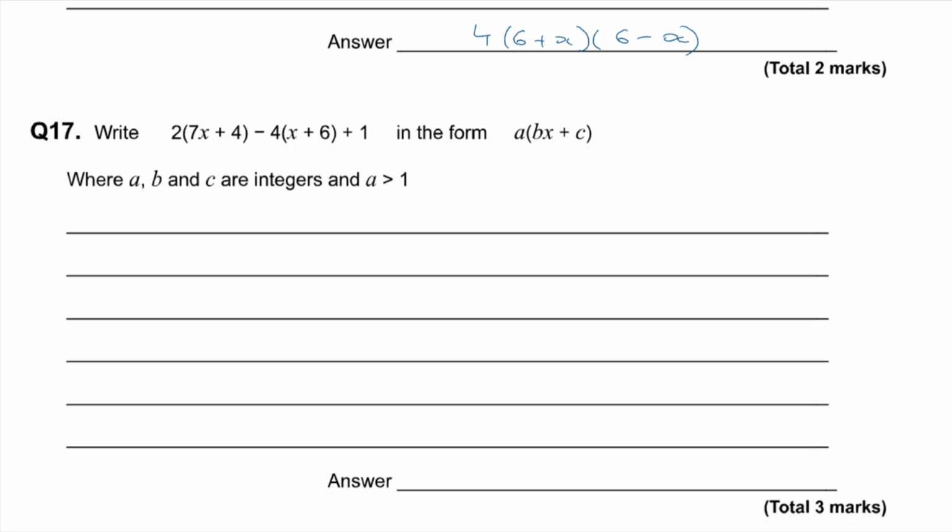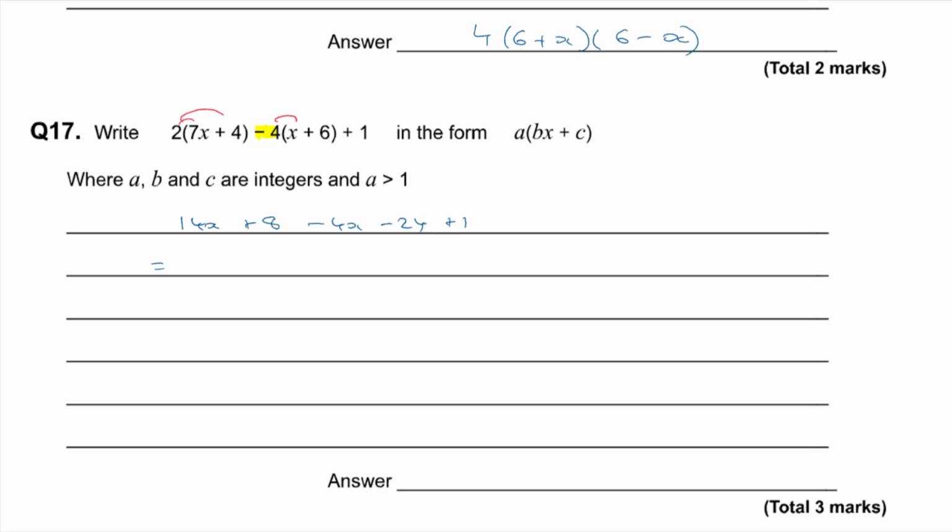So 2 lots of 7x and 2 lots of 4, that's 14x plus 8. Multiplying out the second bracket, just take care because that's minus 4 lots of x plus 6. So minus 4 times x is minus 4x, and minus 4 times 6, that's minus 24. And then I've got plus 1 on the end.